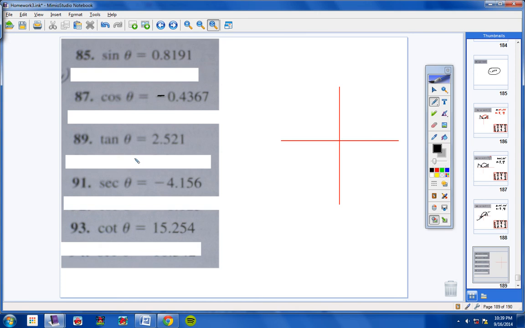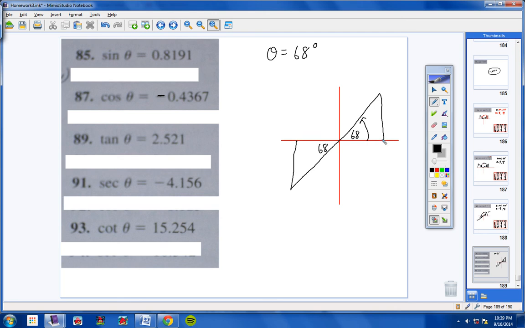And tangent of theta equals 2.521. So where is tangent positive? Tangent is positive here, and tangent is positive down here. So now with my calculator, I'm going to go ahead and hit second tangent, and then I'm going to type in 2.521, hit enter. I get 68.36 degrees. So I'm going to put a 68 here, and I'm going to put a 68 here. And then remember, to get your answer, students, you always start here on the positive x-axis and rotate to the hypotenuse. So we rotate here, that's 68 degrees.